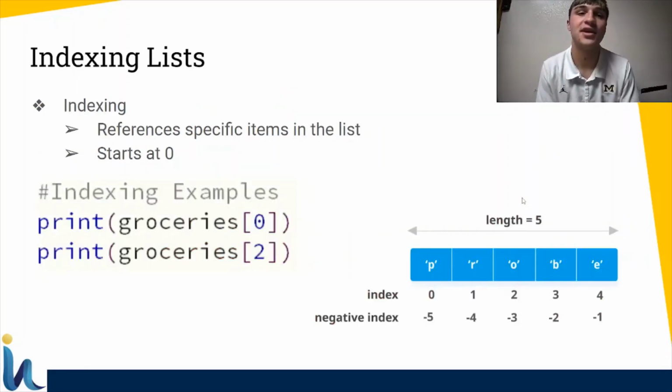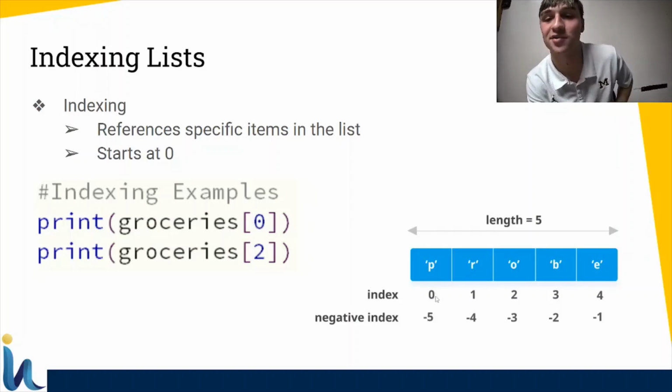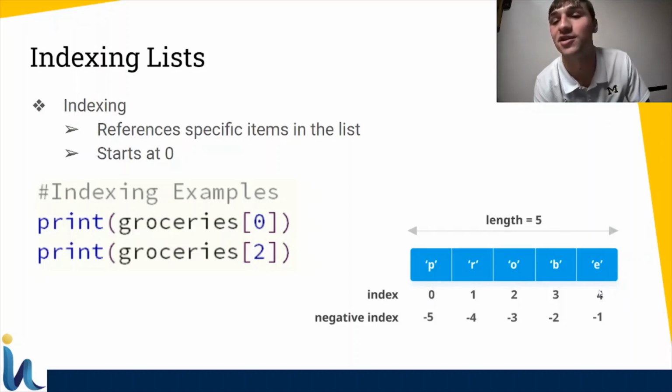Indexing lists. Indexing refers to referencing specific items in the list. Because lists are ordered, if you wanted to refer to the first item in the list, you would go groceries index 0, because indexing starts at 0. So the first element is really the 0th element. And so if the length or the total number of items in the list is 5, the last element is going to be 5 minus 1, which is 4.